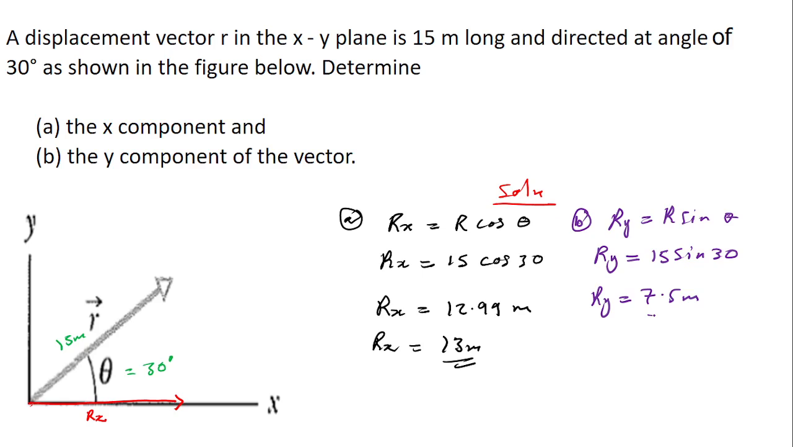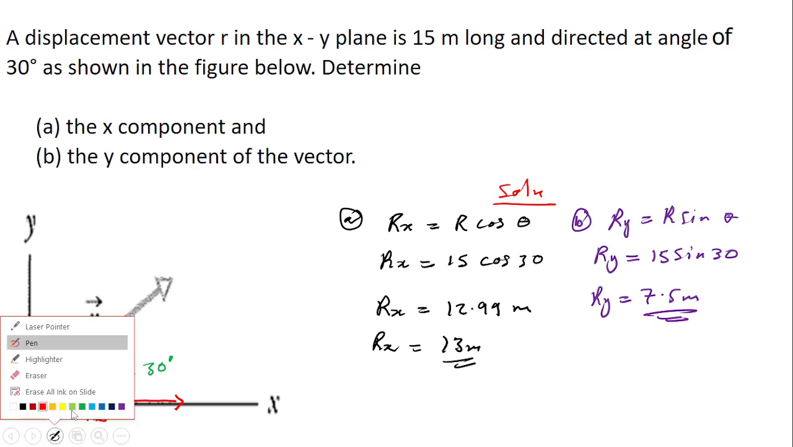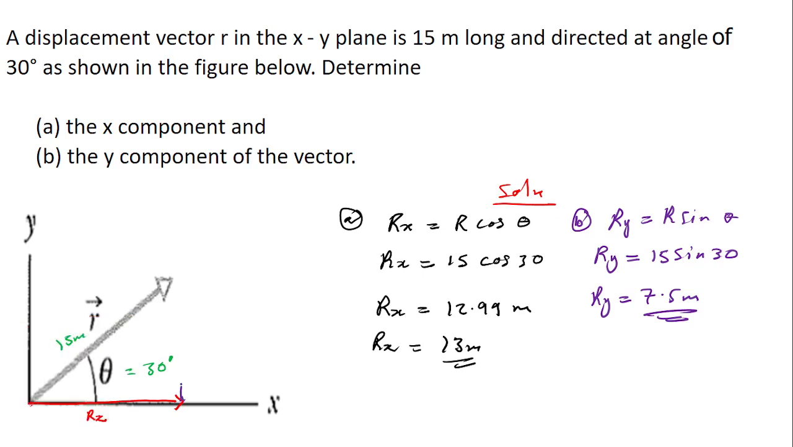So let me just quickly show you. The ry is just this part here, so this is the y component, and the other one is the x component. Then you need to be careful about the quadrant. This is the first quadrant, so we need to expect both components to be positive. So this is the correct answer for this particular question.